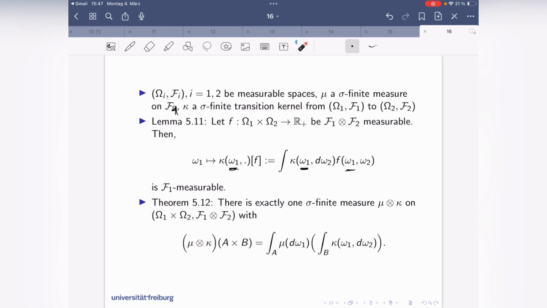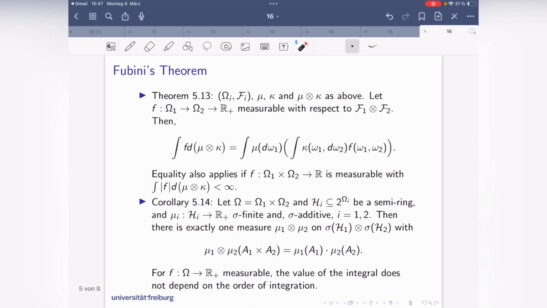And when I do this, I obtain a measure. So I plug in a product and I get out a value. And this is then here this sigma finite measure on omega 1 times omega 2. That's something we are going to need in what is called Fubini's theorem.